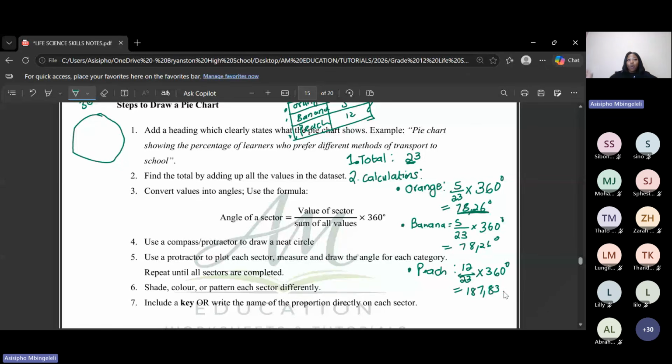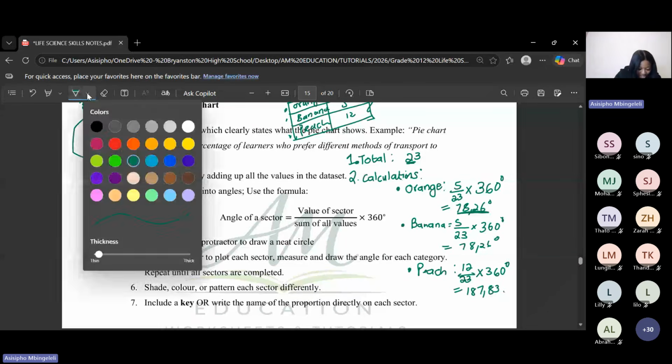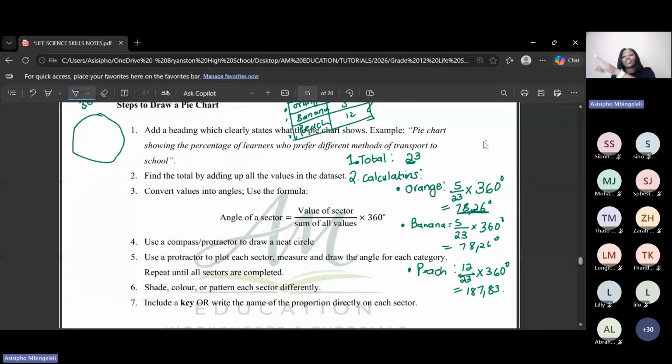Now, remember our full portion is 360. To double check that we have done everything accurately, you would need to take each degrees portion and add it together. When you add these 3, you must get 360. If you don't, that means you've done something wrong. This is for you to check if you've done something right. You do not have to write this on your answer sheet. You can do it on the question paper and then you double check.